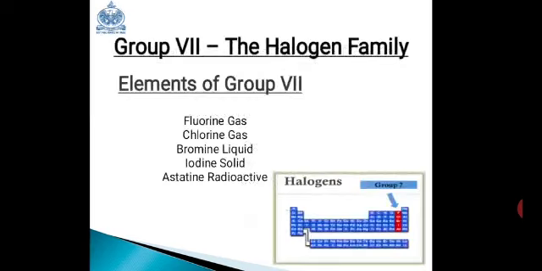Group 7, the most famous, is the halogen family. In group 7, you can see the elements are fluorine, chlorine, bromine, iodine and astatine. Students, remember the red highlighted part on the right side of the periodic table is of halogens. Halo means salt and gens means producers. Halogens are those that produce salt.